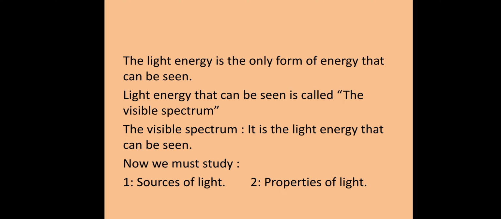So, any light around you that you can see is called a visible spectrum. So, let's define the visible spectrum. The visible spectrum is the light energy that can be seen. Now, we must study sources of light and properties of light. So, let's move on to the second point in our lesson, which is sources of light.